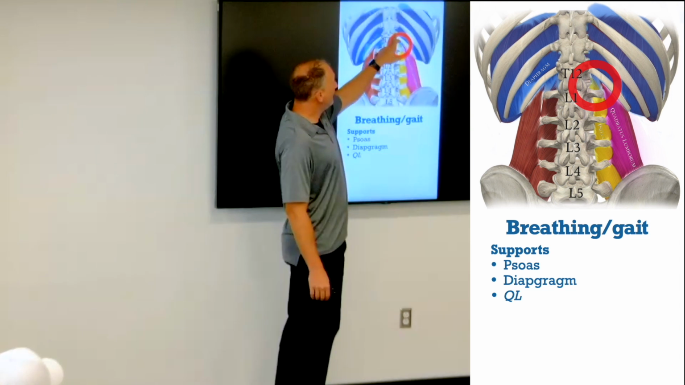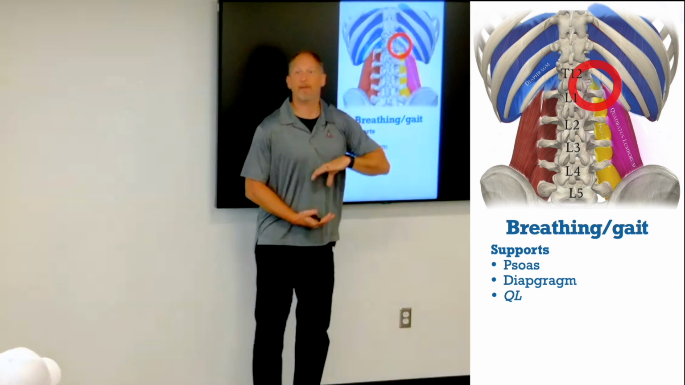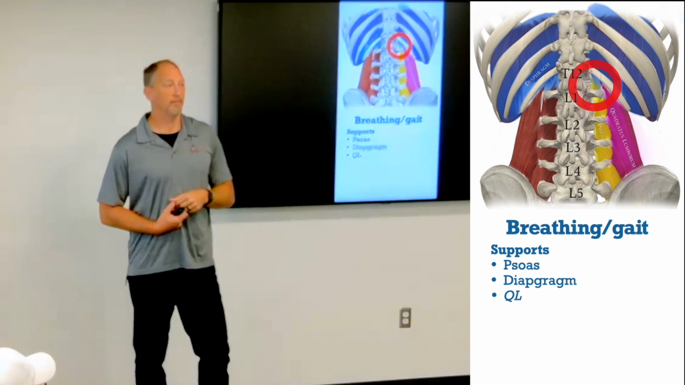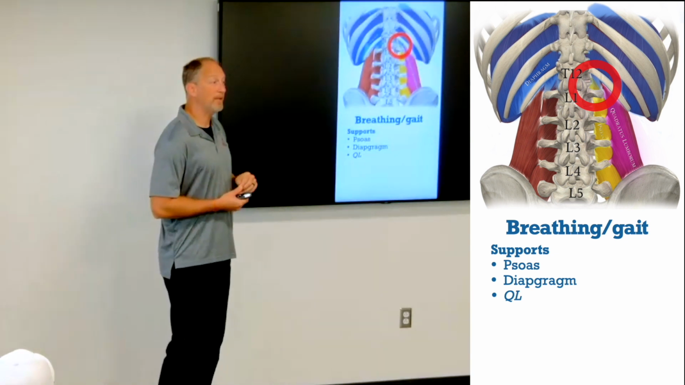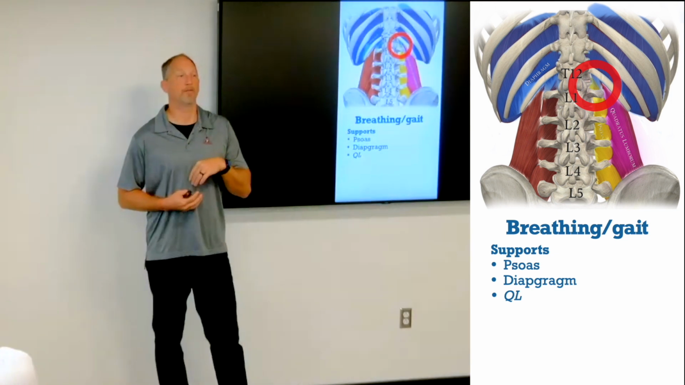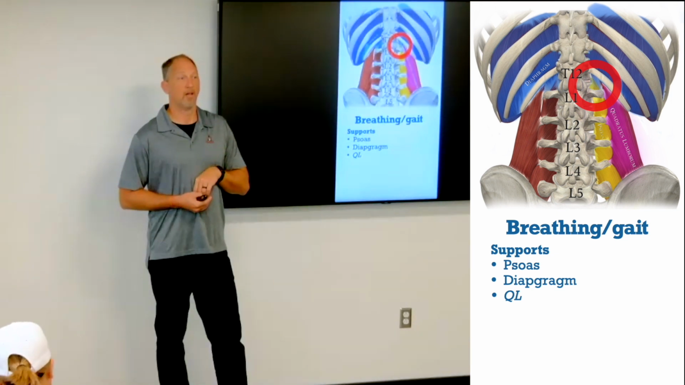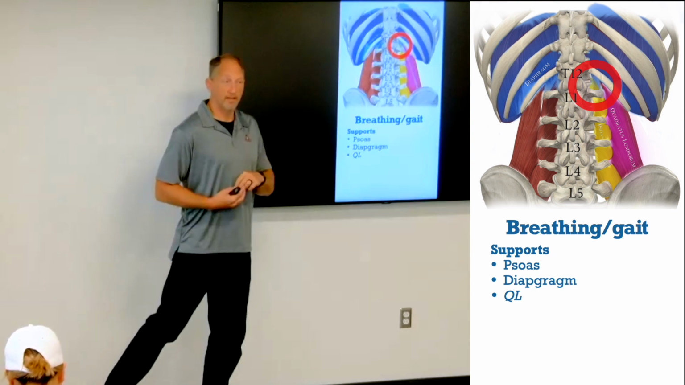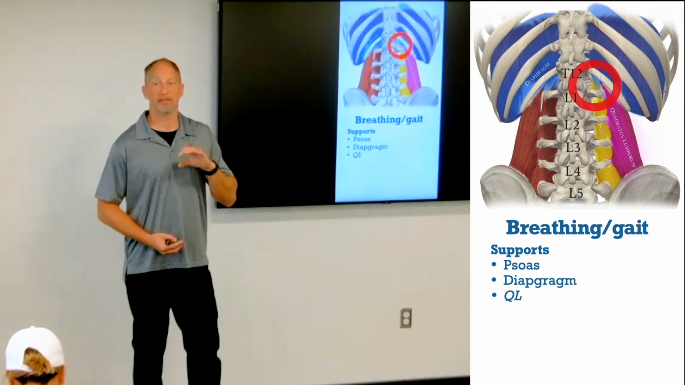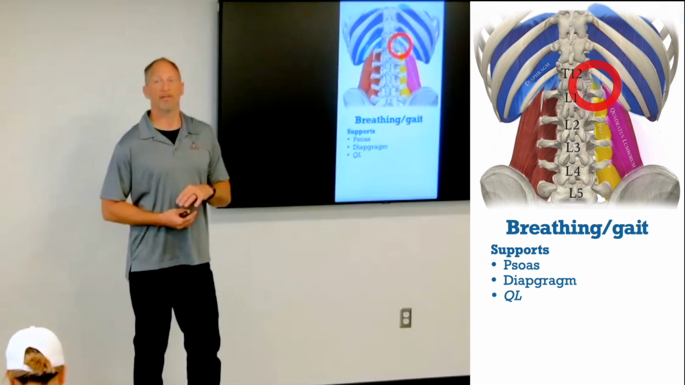So guess what? If you have a diaphragm issue, a diaphragm that doesn't work the way that it's supposed to, that's going to change what the psoas does. If you have a diaphragm that's locked down and it just doesn't want to do anything, it's going to affect the psoas. When we run, the psoas and the diaphragm have to work together to allow us to effectively breathe.